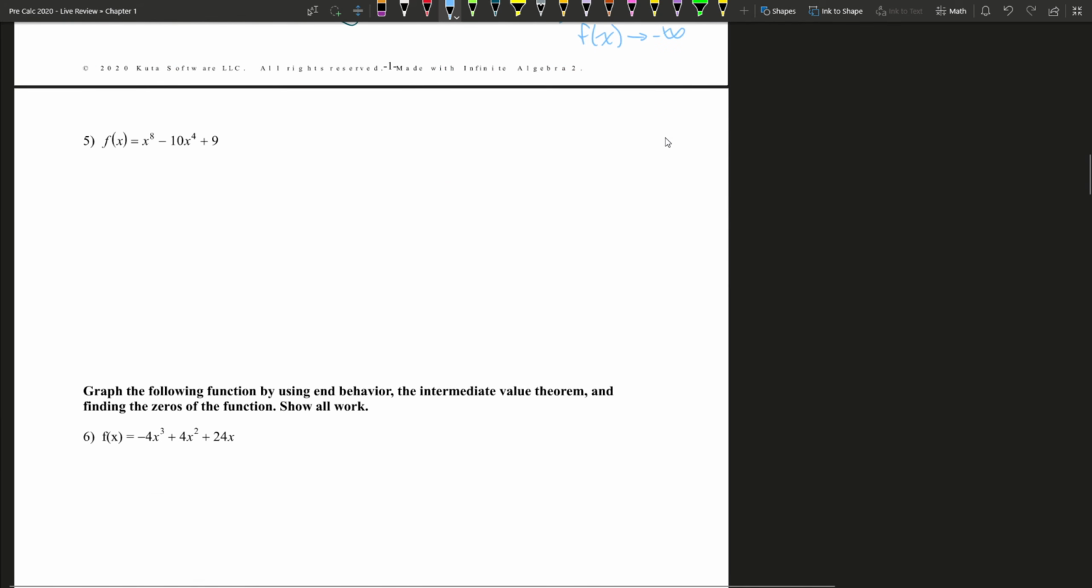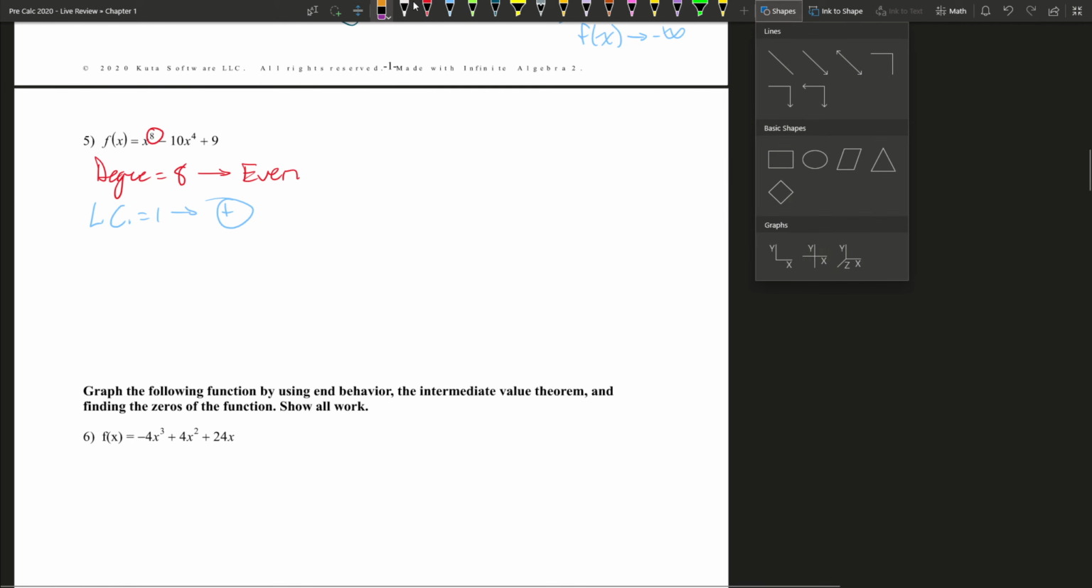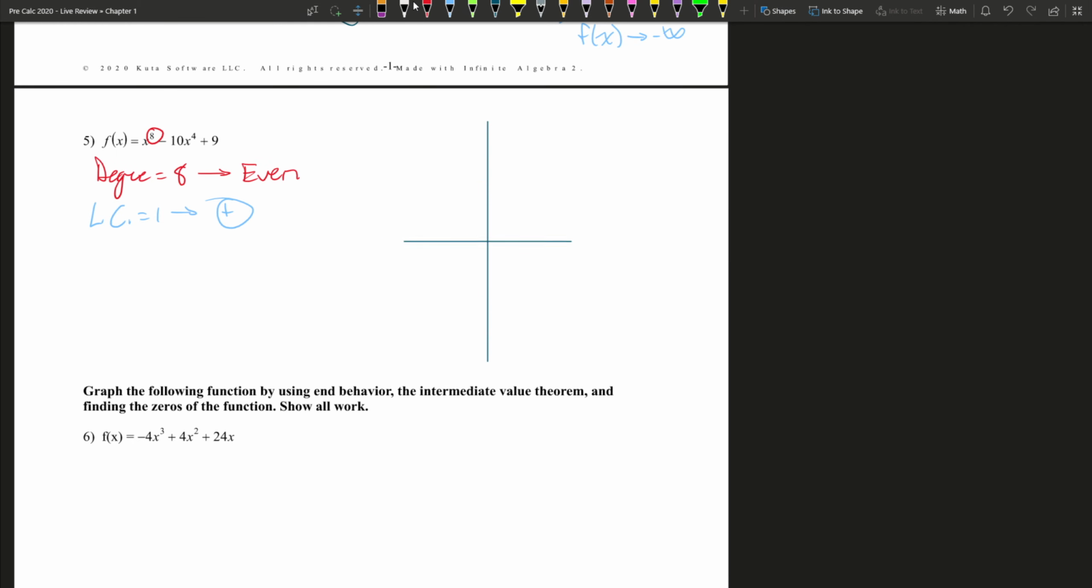And then on the last one, our degree is 8. It's even. Our leading coefficient is still 1, which is positive. You will most likely have one where it's negative. I'm not sure why there isn't one on here, but I would definitely plan on having a leading coefficient that's negative and not just 1.